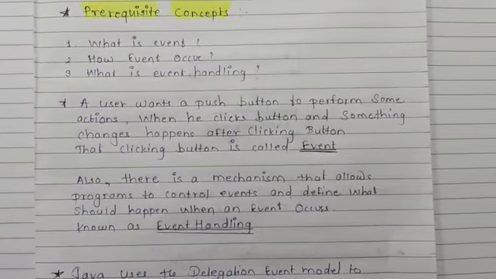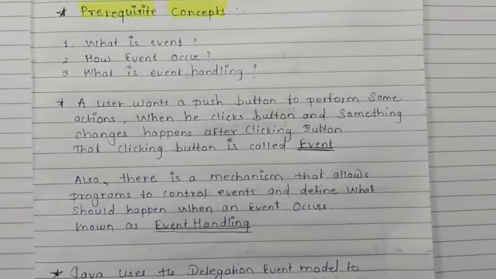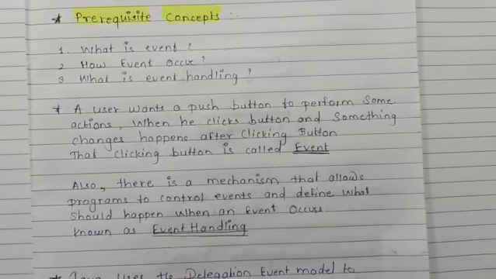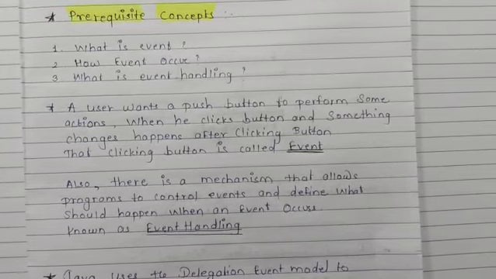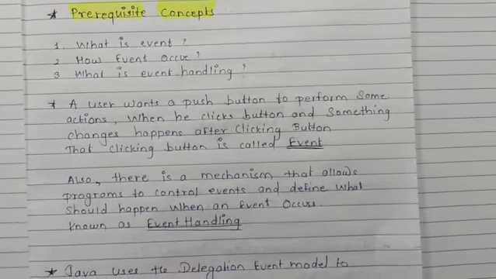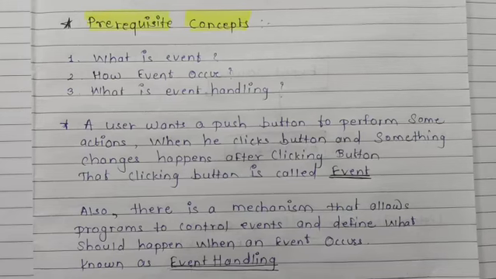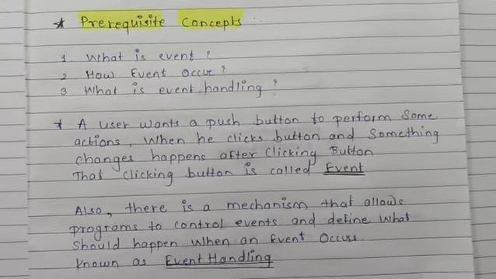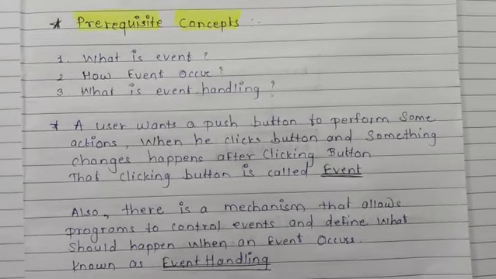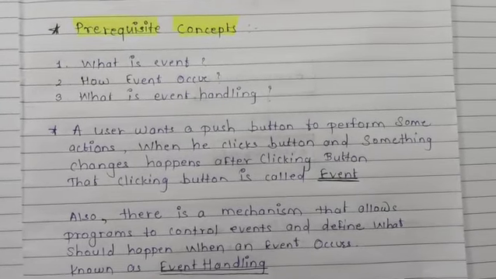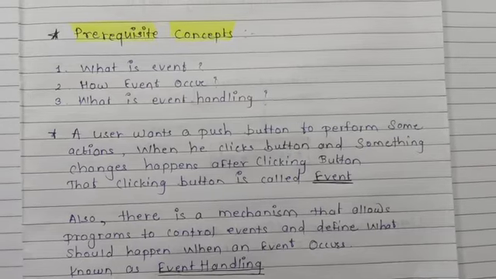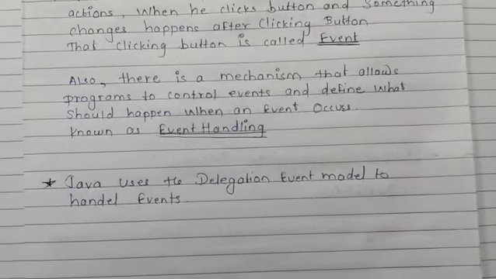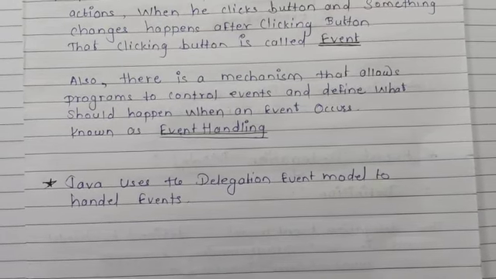Now, what is event handling? There is a mechanism that allows a program to control events and define what should happen when an event occurs, known as event handling. It means the user will click a button, and after clicking the button, the color of the screen will change. That change in color of the screen is known as event handling, and clicking a button by the user is known as an event. Now let's see the main concept.